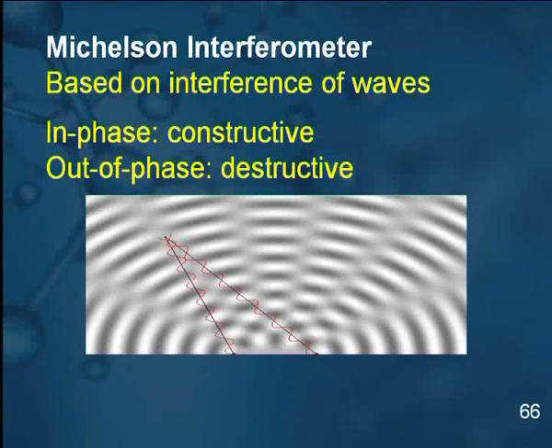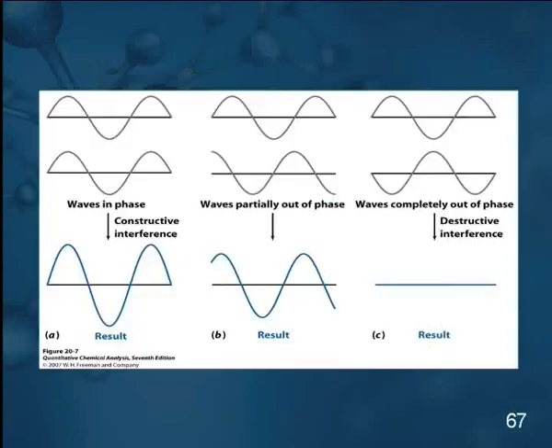Michelson interferometer is based on the interference of the waves, which must be in phase or out of phase. If it is in phase, then we get constructive interference, and if it is out of phase, we will get destructive interference. Here we see in the diagram the constructive and destructive interference, and then we can get either the highest intensity or the zero intensity. See the various types of the wave signals.